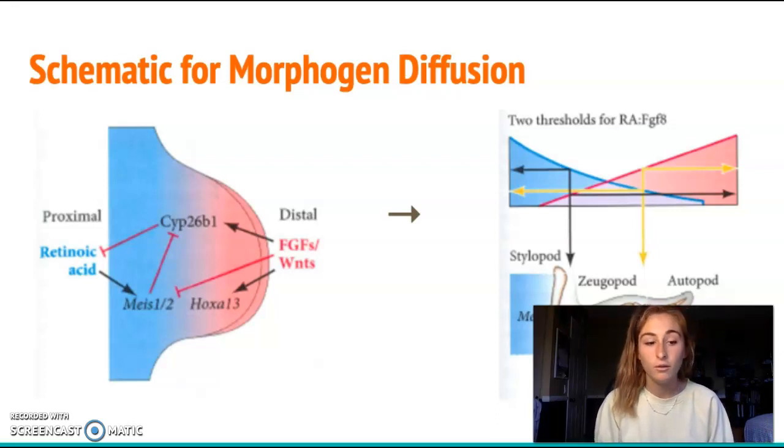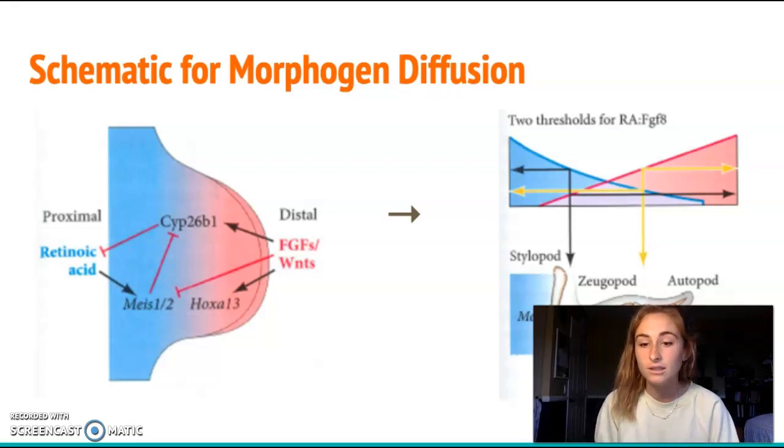Looking at the figure on the right now, when stained, MEIS should be seen at the proximal end, the stylopod, because it is activated by retinoic acid. So with high levels of retinoic acid, MEIS should be able to be seen, as you can see on the left of that graph. Now, HOX should be seen when there are high levels of FGF, because FGF is the one that's activating that HOX13 gene.